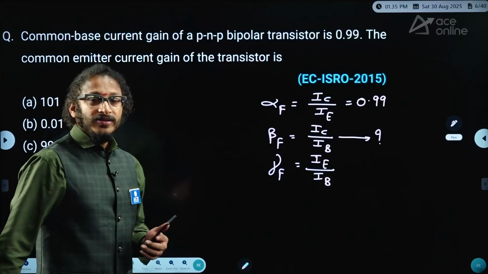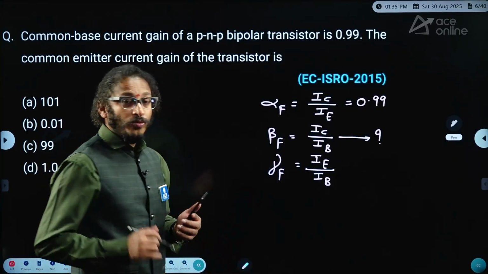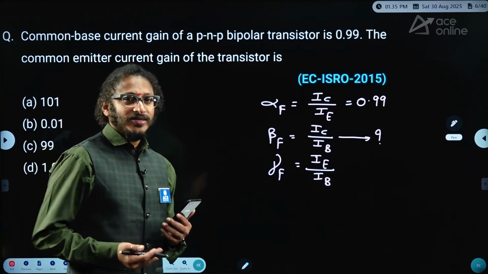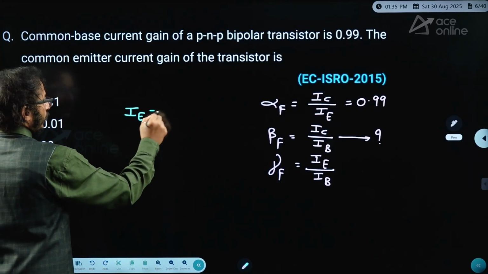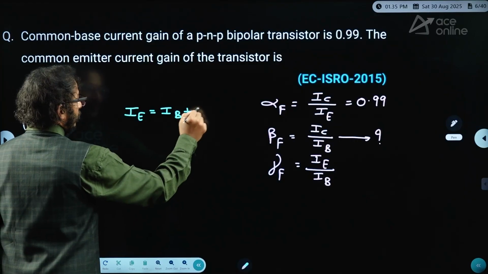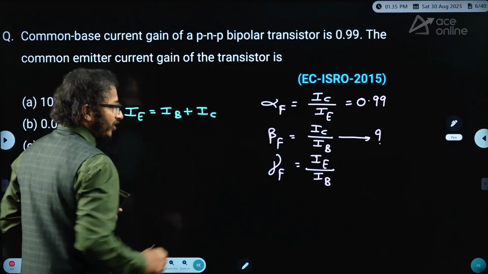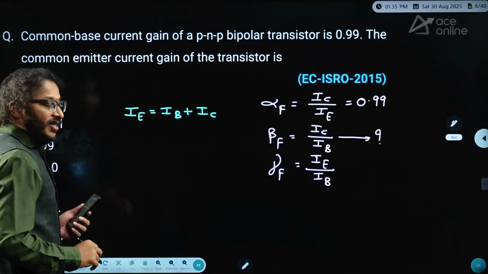If you could remember the formula directly, you can substitute. For example, if a student forgot, no issue. I have given you the logic. We know the universal response, IE, must always equal IB plus IC. True or not, dear students, right? IE is always equal to IB plus IC.